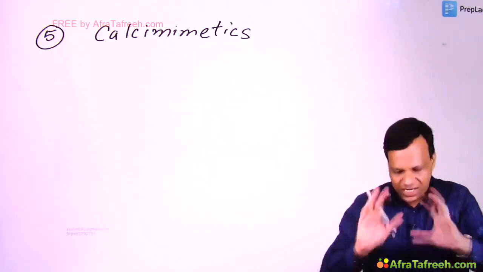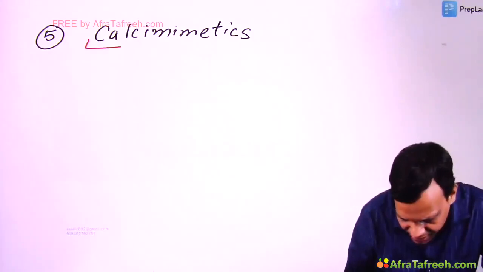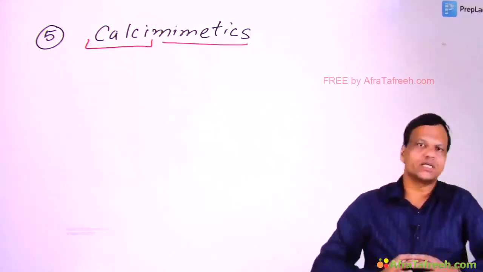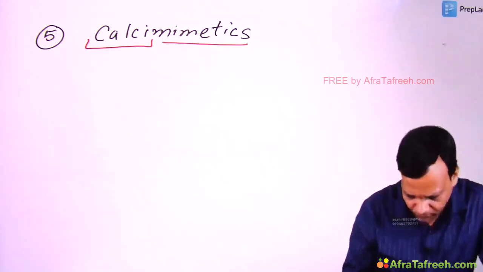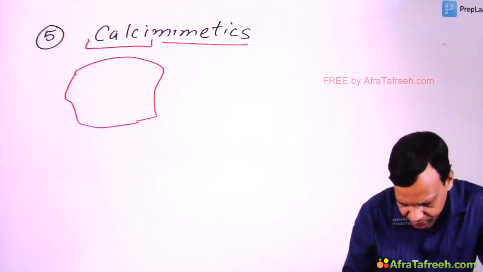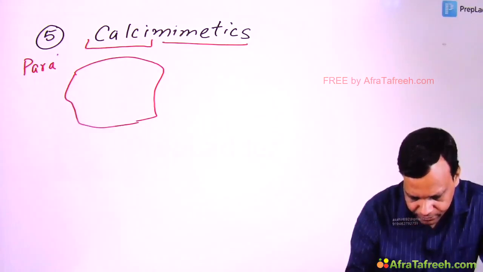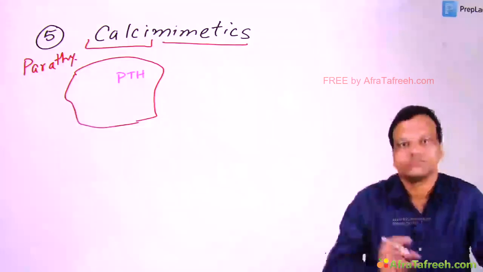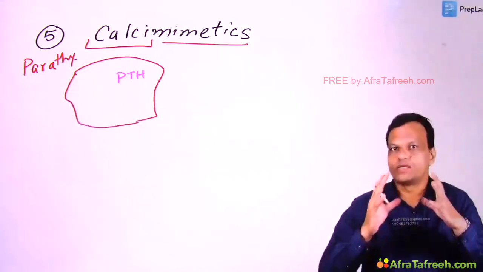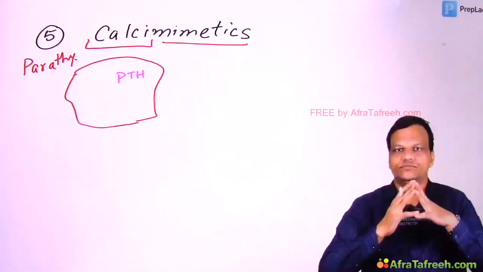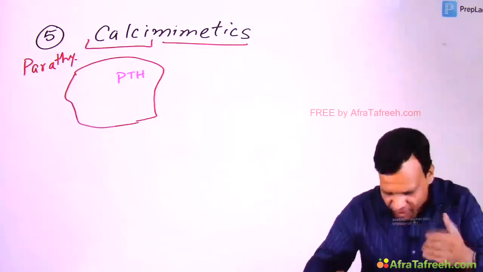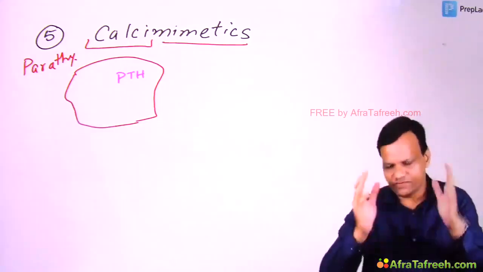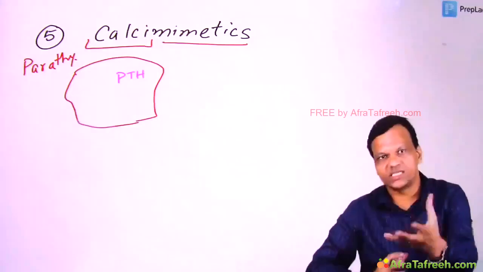Calcimimetics. As the name tells, they mimic the action of calcium. Now before going to these drugs, we'll try to understand some important things. This is a parathyroid gland, which contains parathyroid hormone. Now, what is the most potent stimulus for release of PTH? To answer this question, in fact for answering any question on stimulus for release, we should know the function. What is the function of PTH? It is to increase serum calcium.